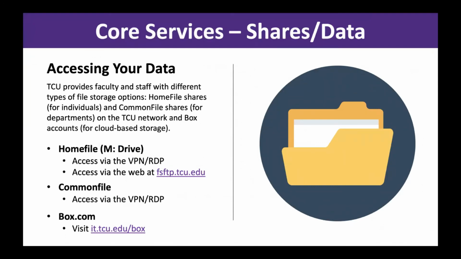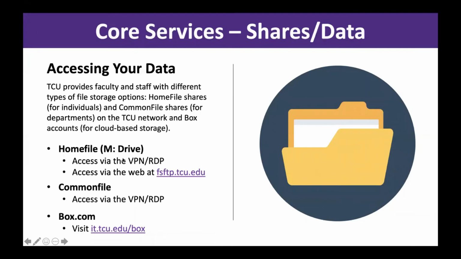So you have three different types of shares that are out there now. You have your home file, you have your common file, and you have box.com. Your home file is also referred to as your M drive, and that's your local share that you have on your machine that's just for you. There are two ways to access your home file. One that's really easy, and one that you use the VPN and remote desktop to get access to.